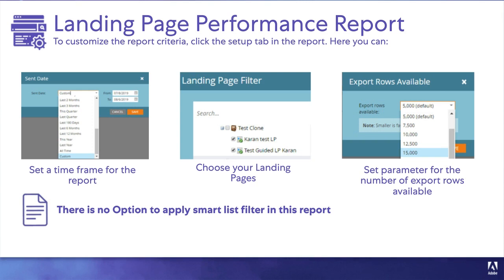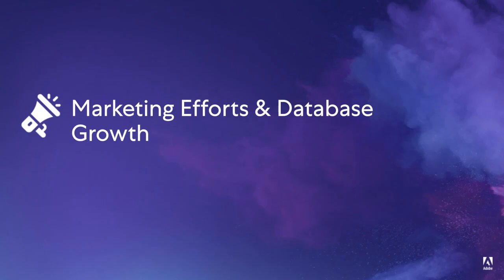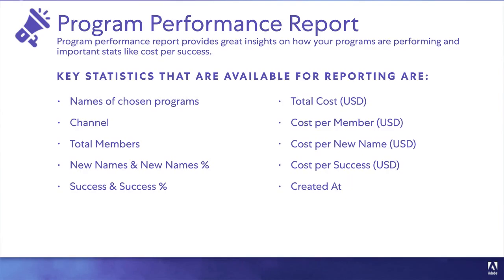But for now, another insightful report to determine how your programs are performing and gauge the level of success that your leads are achieving within a program is the Program Performance Report. The key metrics that this report provides include the program channel, the number of new names acquired by the program, and the number of members who achieved success.